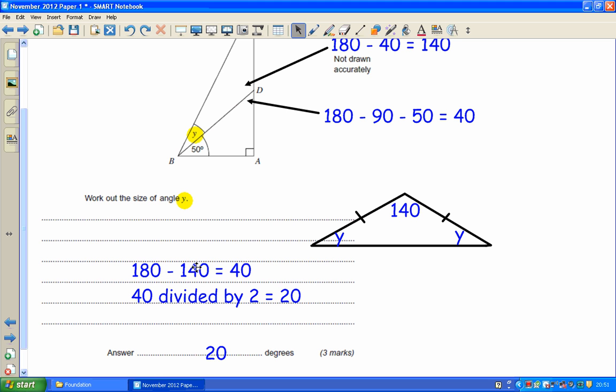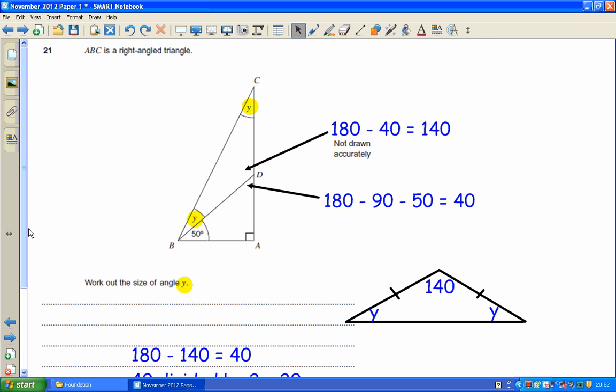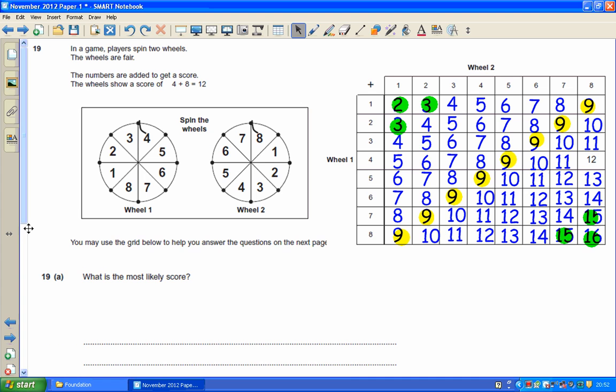Again, that's a tricky question, that one, so well done if you managed to do it, and hopefully it makes sense now. I think that is the end. Yep, all done. Excellent news.